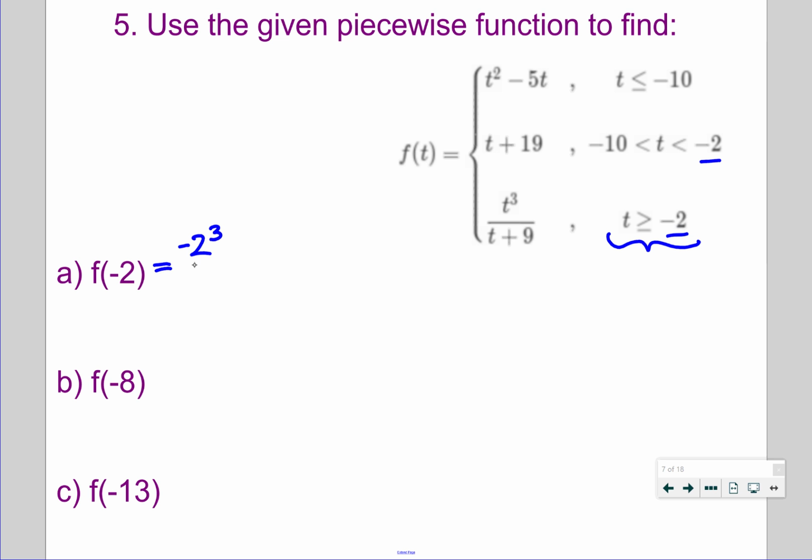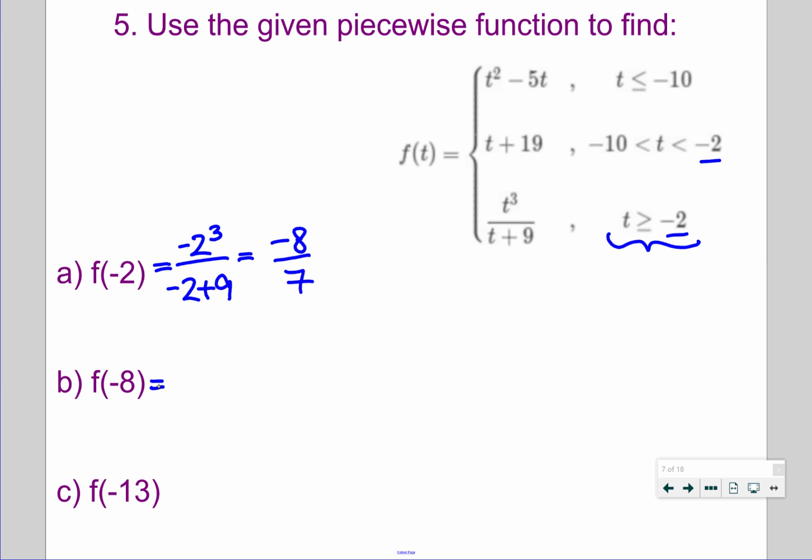Negative 2 to the third over negative 2 plus 9. That would be negative 8 on top, 7 on the bottom. That fraction does not reduce, so we're just going to leave it as the exact answer, negative 8/7. Remember, don't round that stuff, just leave it as the fraction.